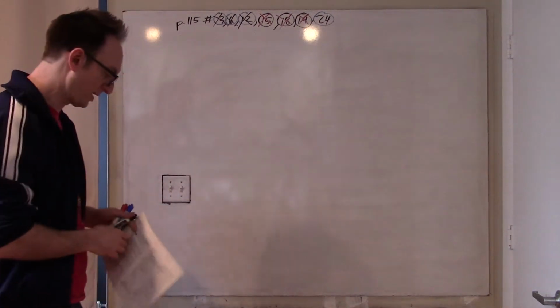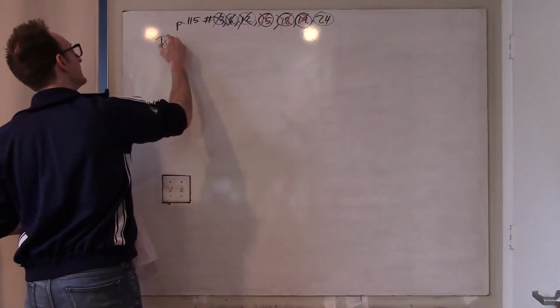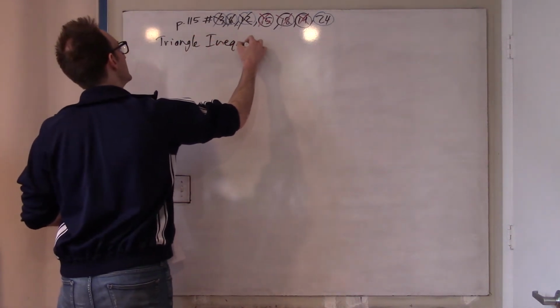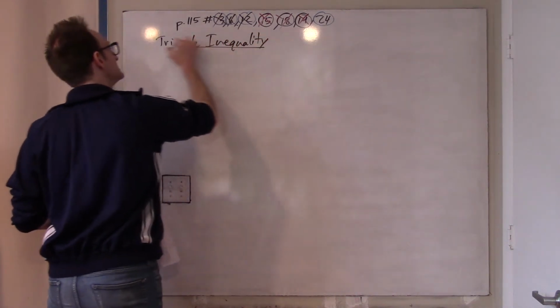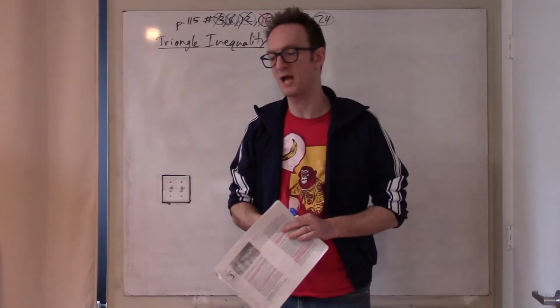What are we proving? We are proving the so-called triangle inequality. In period 8 today, I started this proof quite a bit, but in period 9 I didn't.